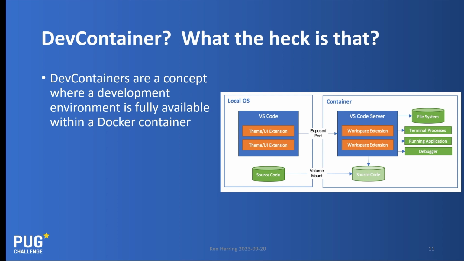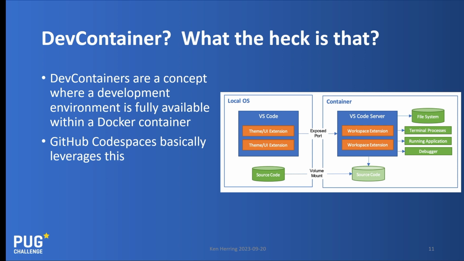And then on your local machine, all you need is VS Code. And this has a thing at the bottom that says source code. So in this example, they're saying the source code is mounted into that container. That's actually not even necessary. If you have the source code within that container, you don't even need the source code on your local machine. You just need that container, and VS Code can connect to it and do what it needs to do.